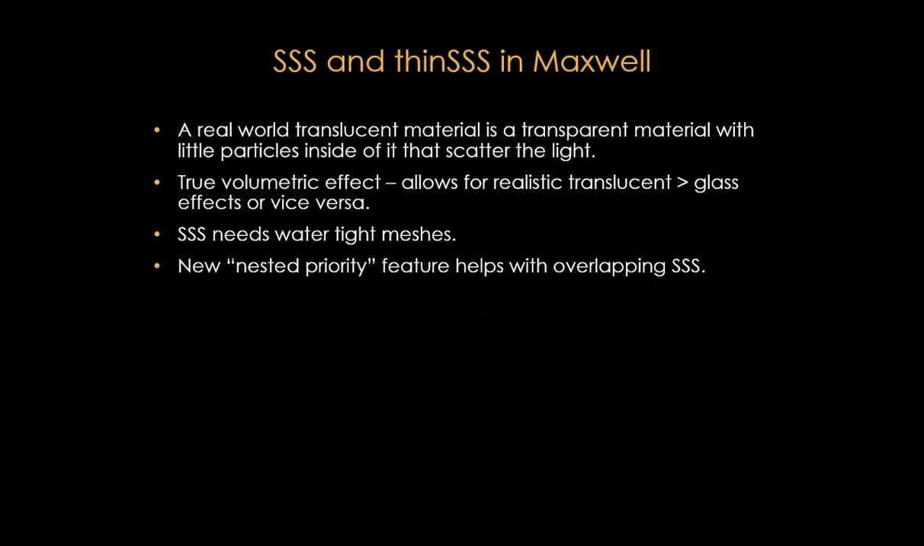And the new nested priority feature in Maxwell is really great because it helps with a few problems where you have overlapping objects, especially where both objects have translucent materials applied. The nested priority feature, which is new in 3.2, really solved this very well. And it's important to keep in mind that it's not just applied to translucent materials, it's also very nice for overlapping transparent materials that don't even have translucency.